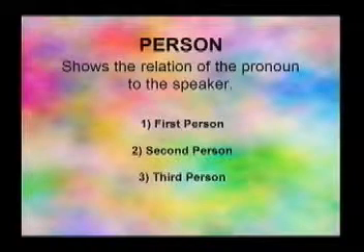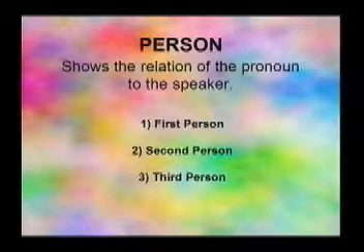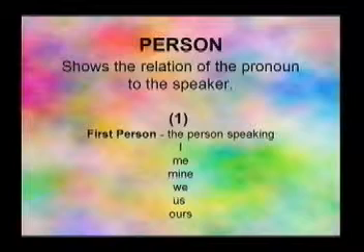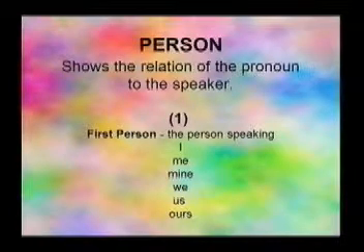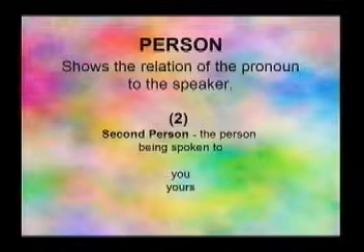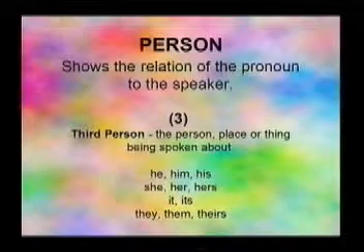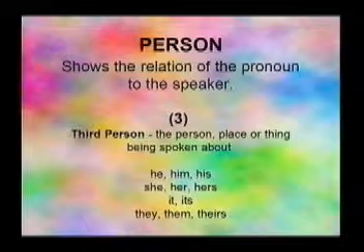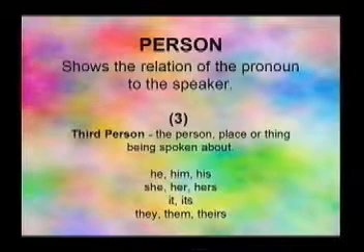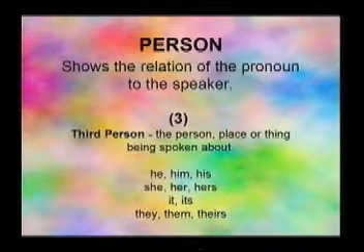Pronouns also have person. Person shows the relation of the pronouns to the speaker. The three persons of pronouns are first person, the person speaking. For example, I, me, mine, we, us, ours. Second person, the person being spoken to. For example, you, yours. Third person, the person, place, or thing spoken of. For example, he, him, his, she, her, hers, it, its, they, them, theirs.